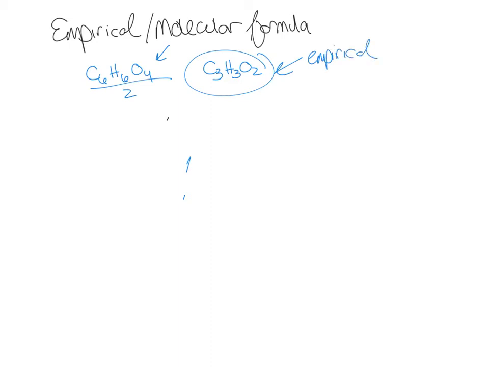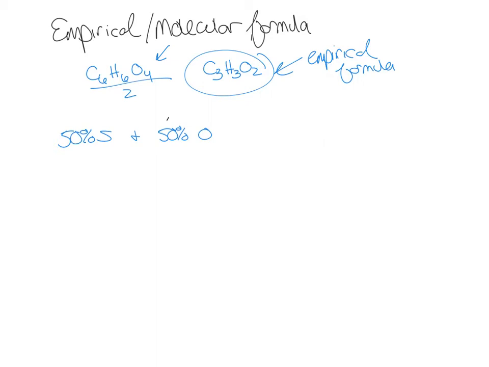Empirical formula is in the most reduced form. So the ratio of all the subscripts is in the lowest terms possible. That's very likely what you're going to have to do as far as calculating an empirical formula. I'll give you the molecular formula, and you just have to reduce it down. Additionally, you might be given percentages. So for example, for a question like 50% sulfur and 50% oxygen, what's the empirical formula?